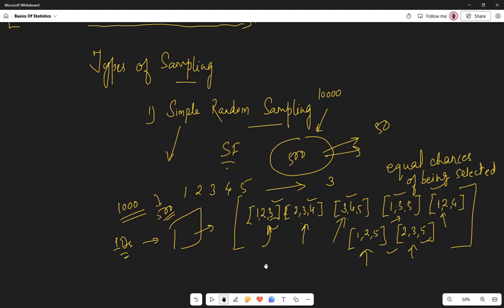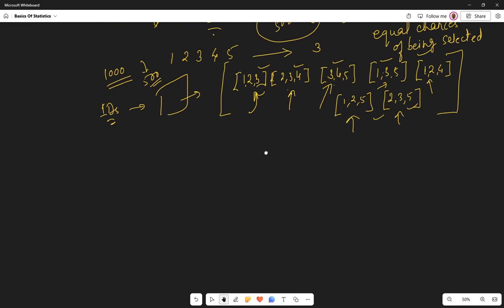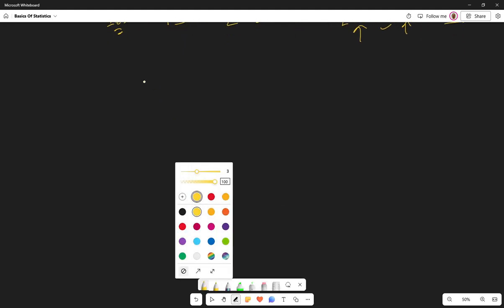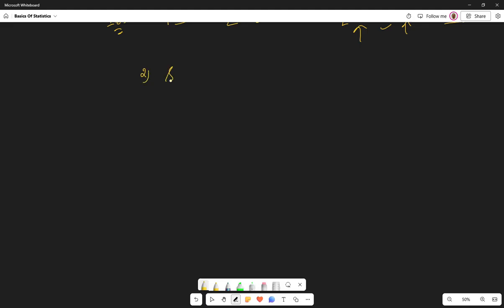Second sampling type is stratified sampling. Stratified sampling, right? So strata means layers, right? What I do is I divide my population into different layers, maybe based on, suppose, age, maybe based on their educational qualification, right?